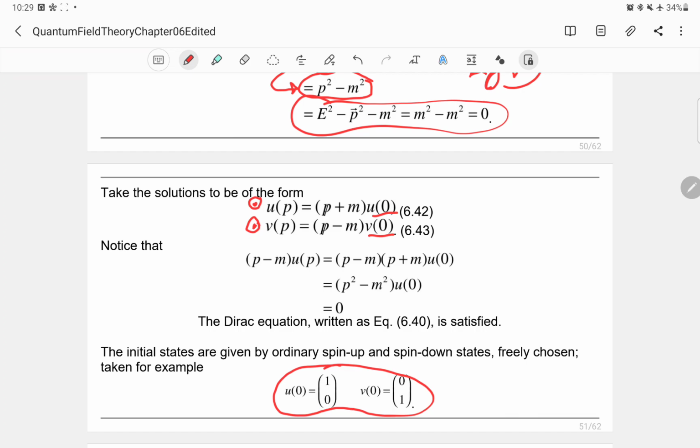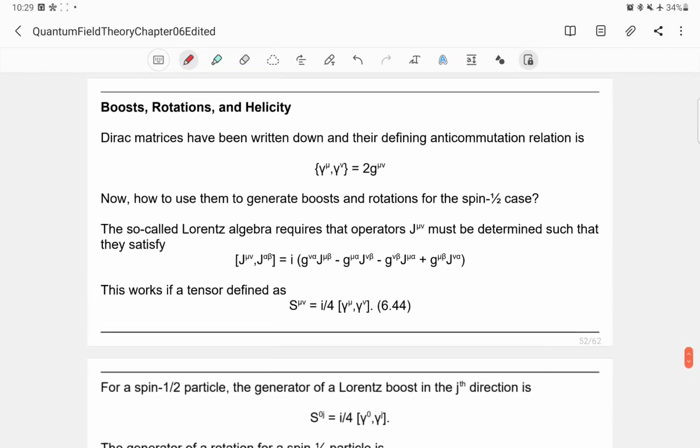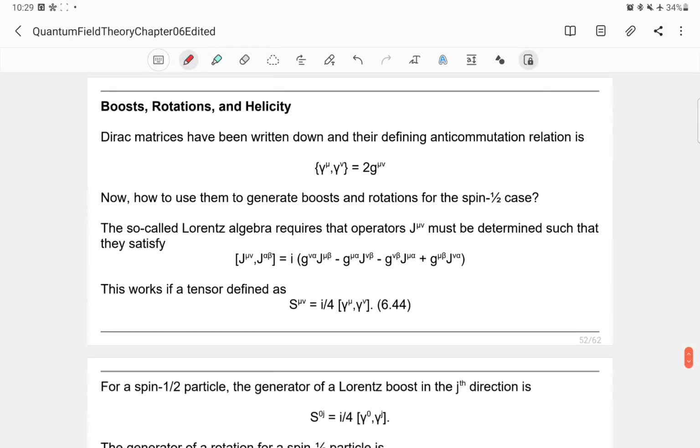Now we will go to boosts, rotations, and helicity. So Dirac matrices have been written down, and their defining anti-commutation relation is given by this. Sorry for that. Given by that. Now, how will we use them to generate boosts and rotations for spin 1/2 particles?